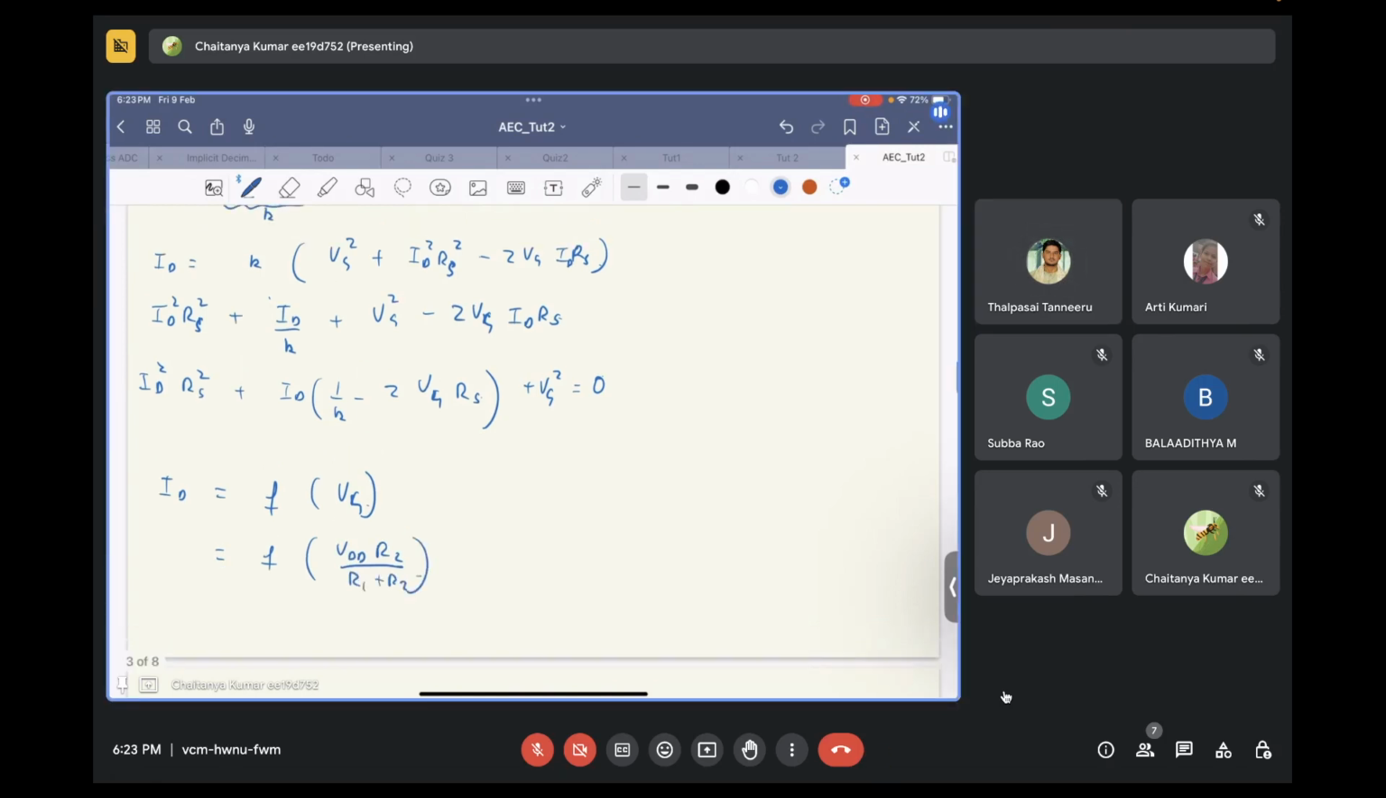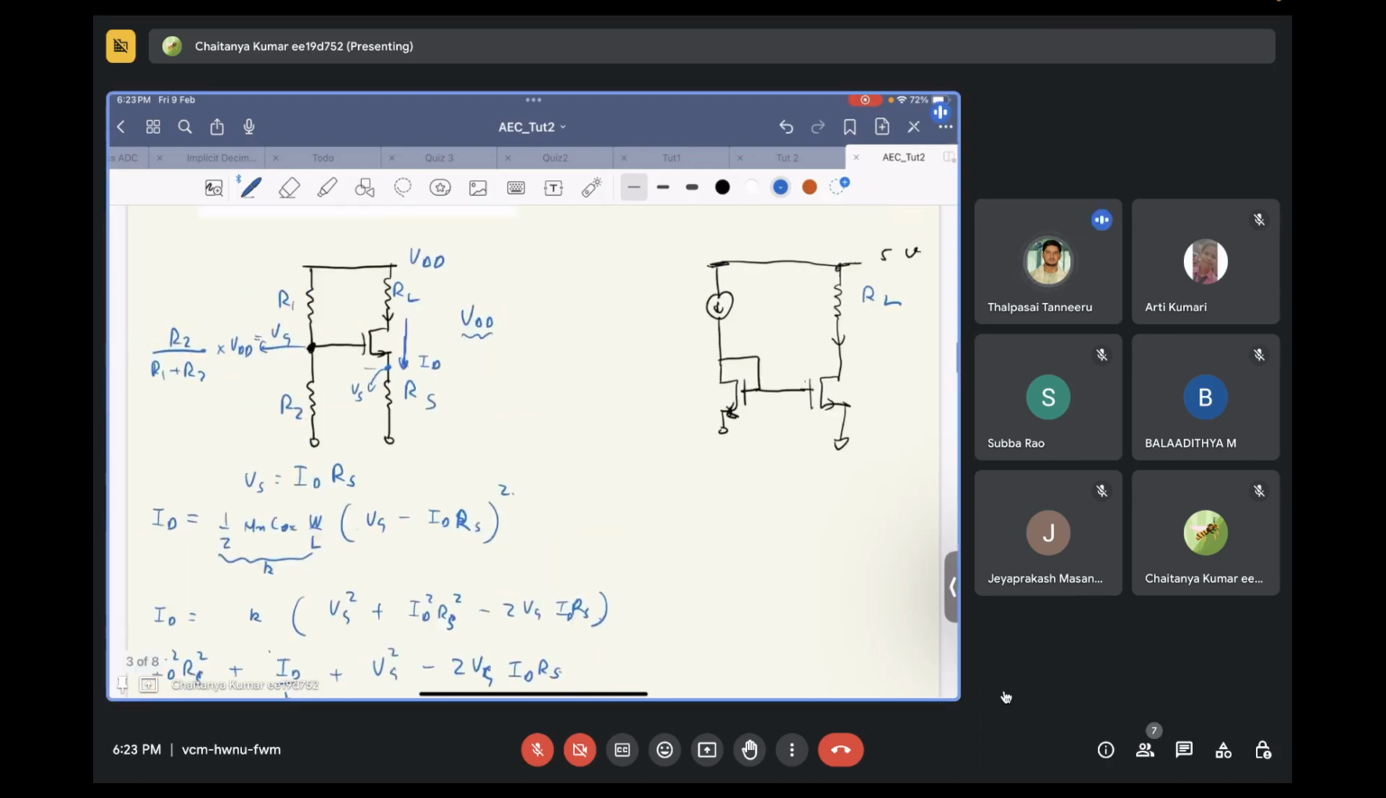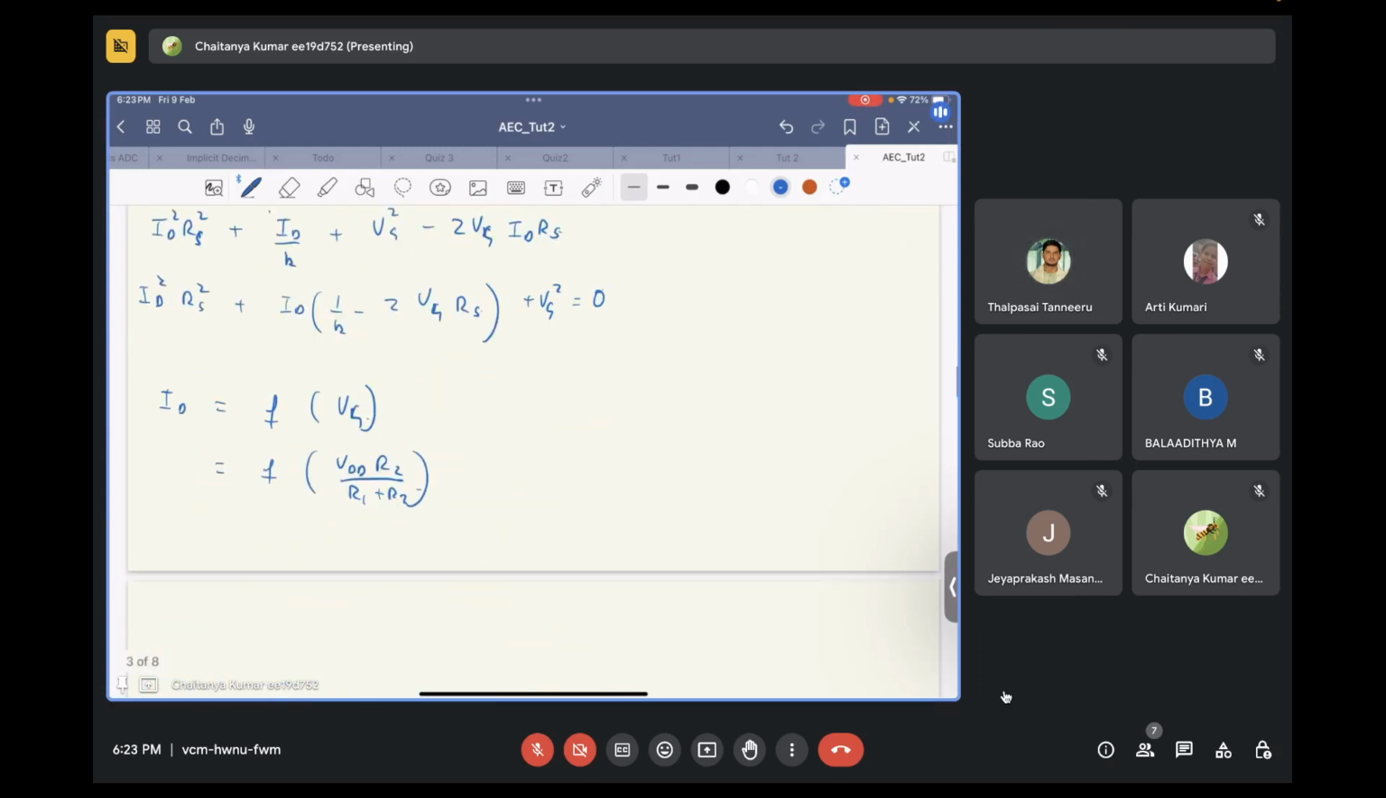So, what happens if VDD changes? If there is a variation in VDD, what happens to ID? Sir, if VDD increases, ID will also increase, the drain current. Correct. If VDD increases, ID also increases. If VDD reduces, ID also reduces. And what is gm in terms of ID?